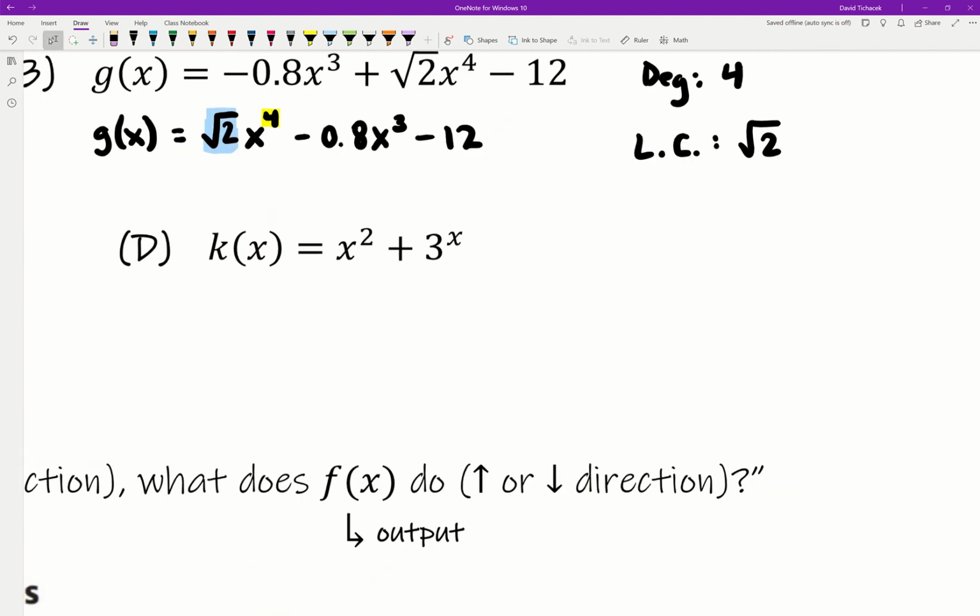Next example over, that's part D. That's k of x is equal to x squared plus 3 to the x power. This is not a polynomial because, again, for a polynomial to be a polynomial, the exponents have to be integers, okay? And here we see that we have an exponent that is actually a variable, and so that creates a problem for us, and so we'll just conclude here that this is not a polynomial either.